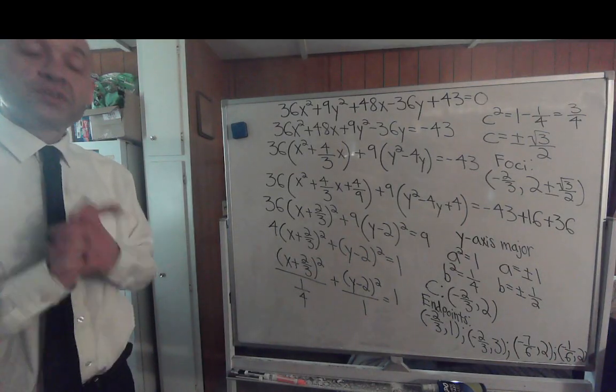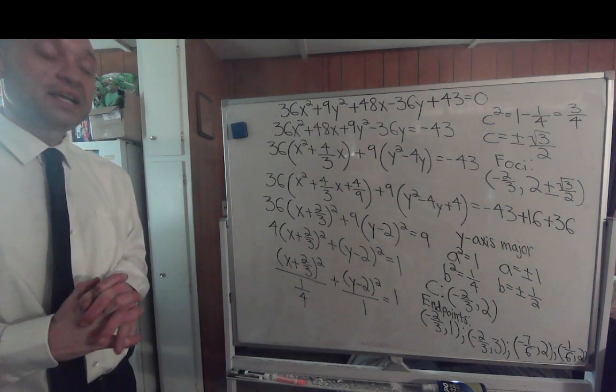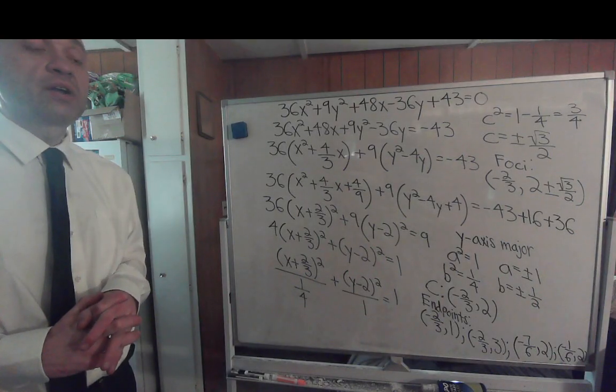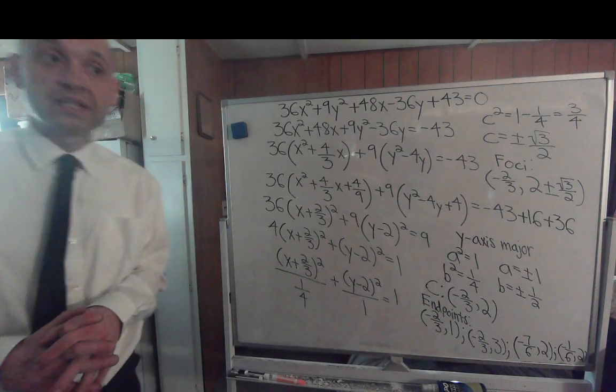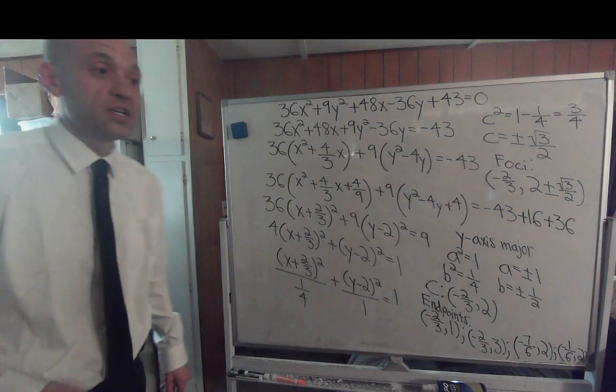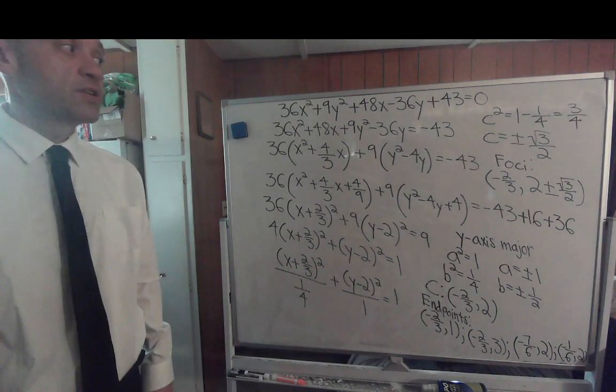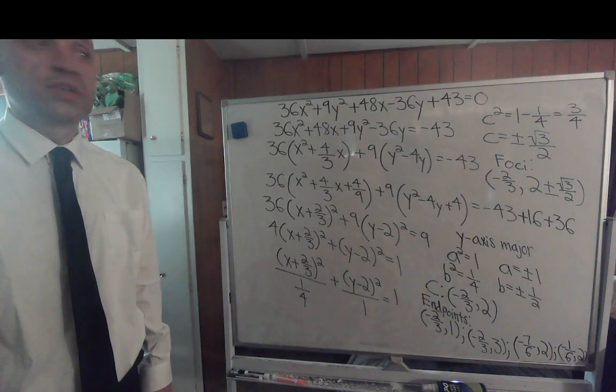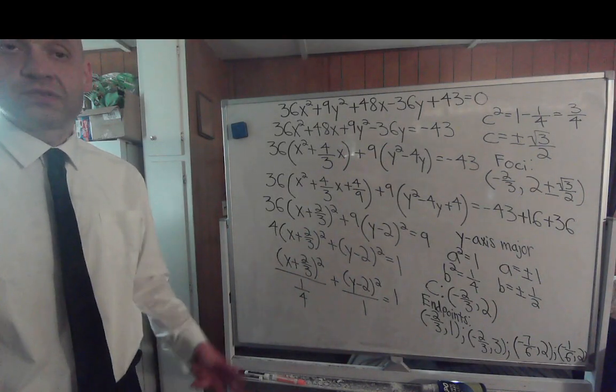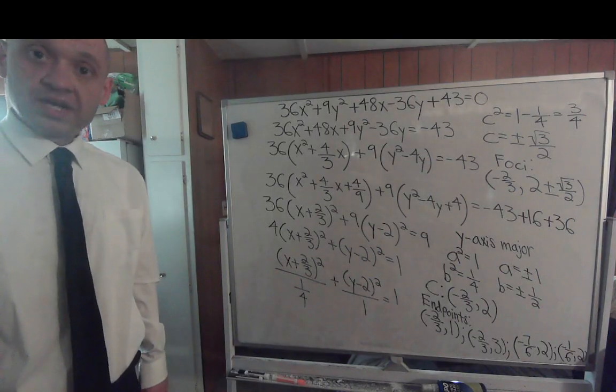Okay, so that's it for this lesson. The next lesson we're going to talk about hyperbolas, which are probably the hardest type of conic section. They're not terribly hard, there's just a little bit more going on with them than we have had for the other three.